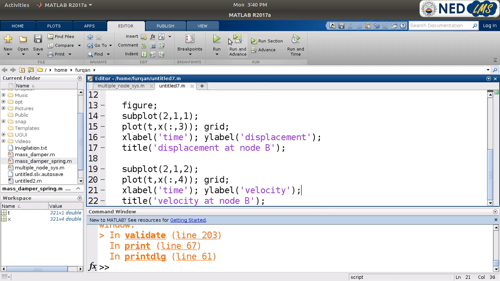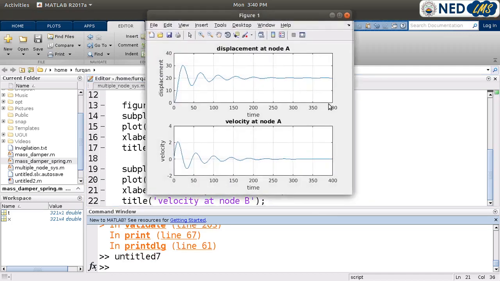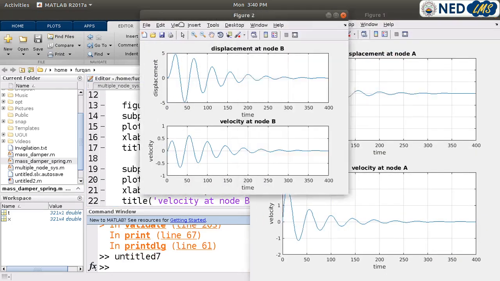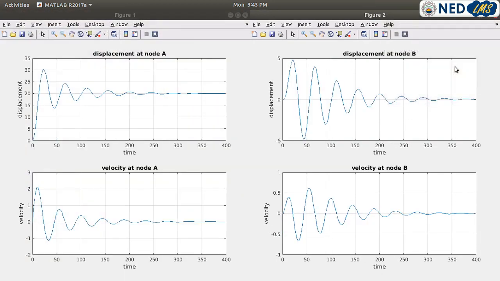So now let's run this script. So these are the four plots. This is displacement at node A, and this represents velocity at node A. Similarly, this graph represents displacement at node B, and this graph represents velocity at node B.